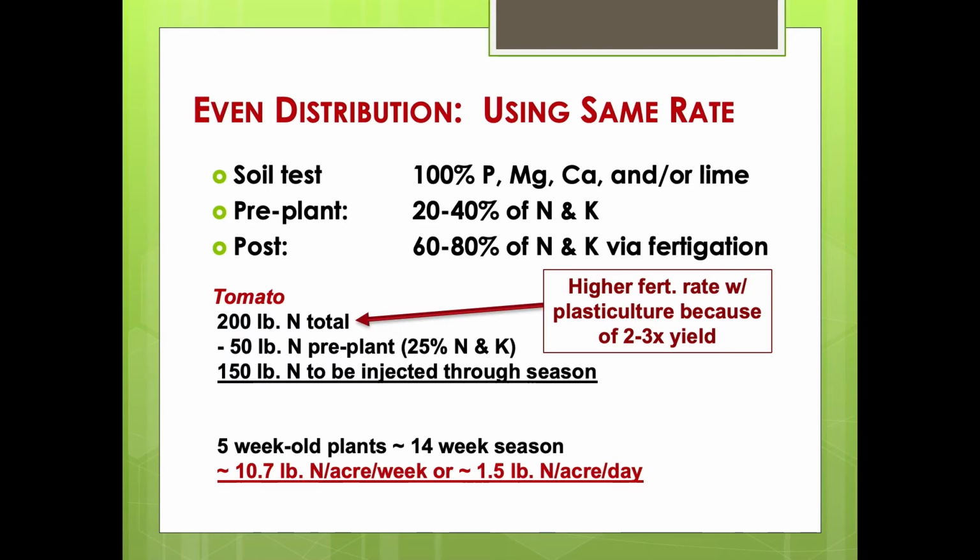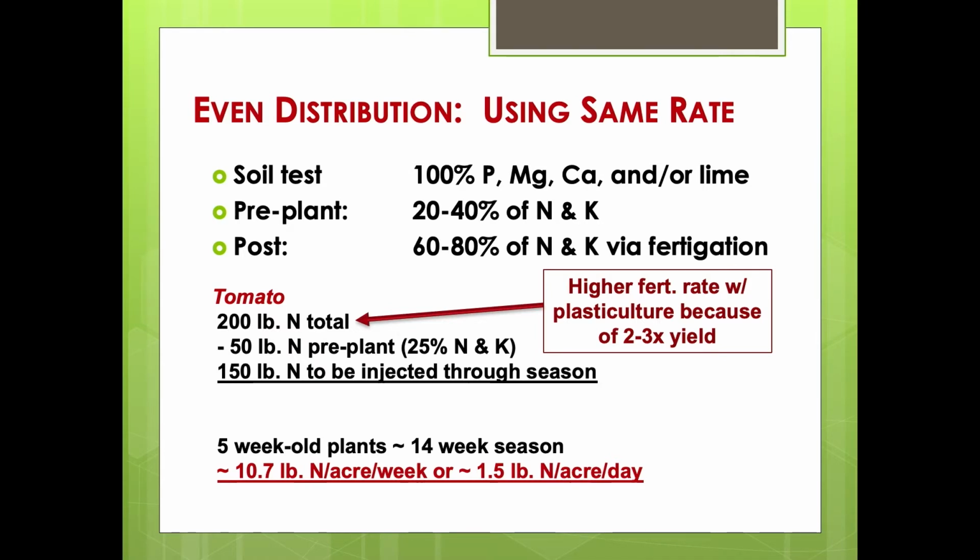So soil test, you put out 100% of the P, magnesium, calcium, limestone, and anything else, boron, that your soil test calls for. You put out pre-plant, say, 20 to 40% of the needed nitrogen and potassium. That leaves you post-planting 60 to 80% of the nitrogen and potassium that you need to put out via fertigation. So this is a very simple example. We need to put out 200 pounds of nitrogen. We put out 50 pounds of nitrogen pre-plant, so that leaves 150.